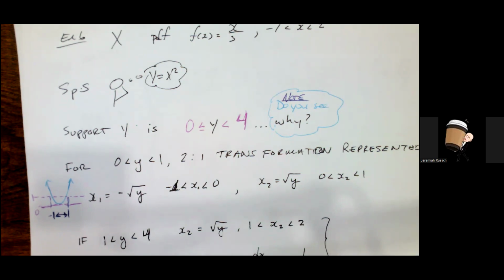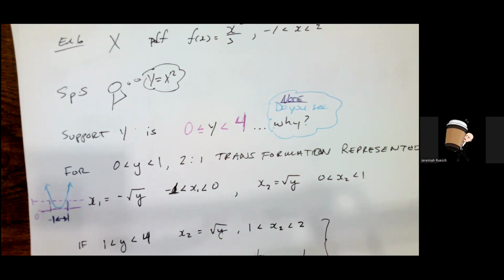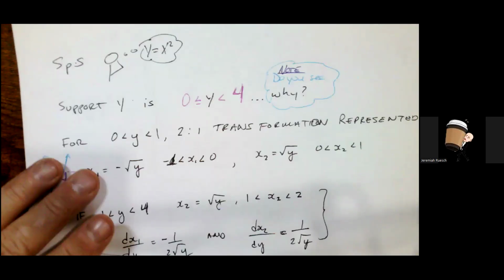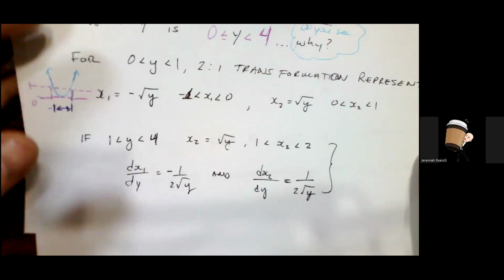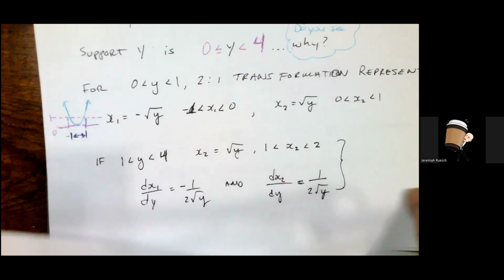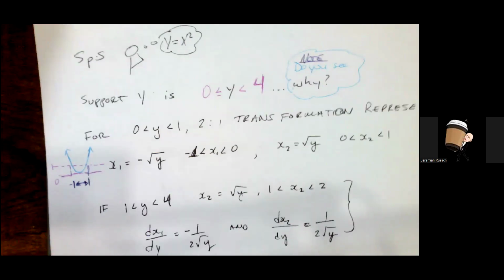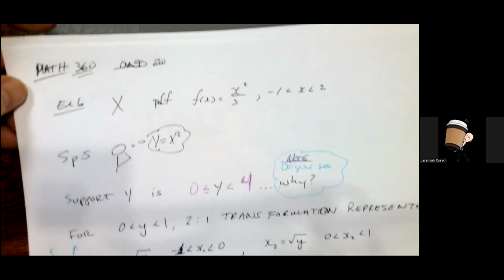And so if we consider the result from 1 to 4, then x2 is 1 to 1 on the interval from 1 to 2. We're looking at the derivatives: for dx1/dy, you get -1 over 2 square root of y, and for dx2/dy, you get 1 over 2 square root of y. Those are the corresponding derivatives for this transformation, which according to our theorem gives us the values we need.